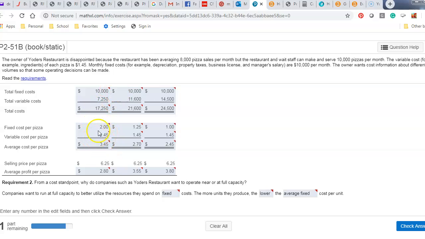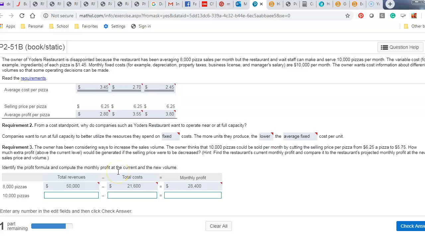Also, it's basically the calculation that we went over before. So $3.45, our average cost, we want to take that and subtract it from our selling price. So 6.25 minus the $3.45 gives us the $2.80. I hope that helps you. So being said, now that we have good numbers, can we answer the questions in requirement number 2?